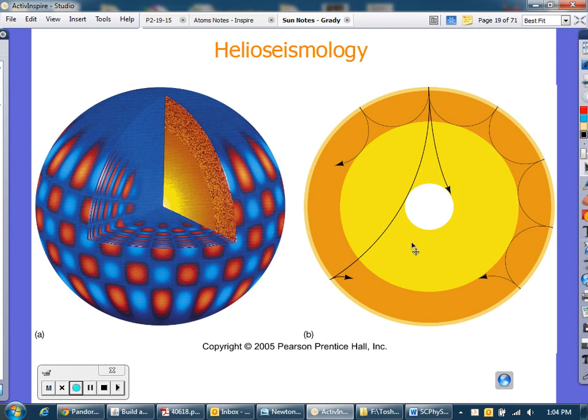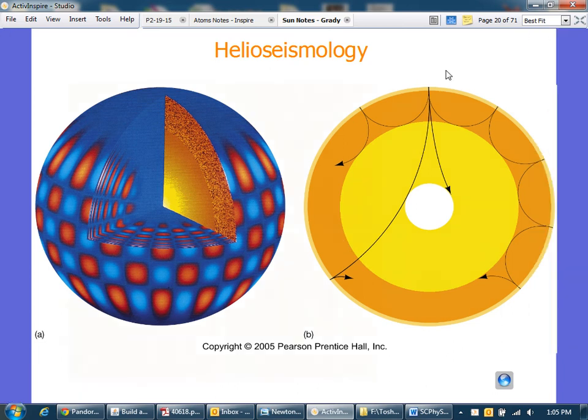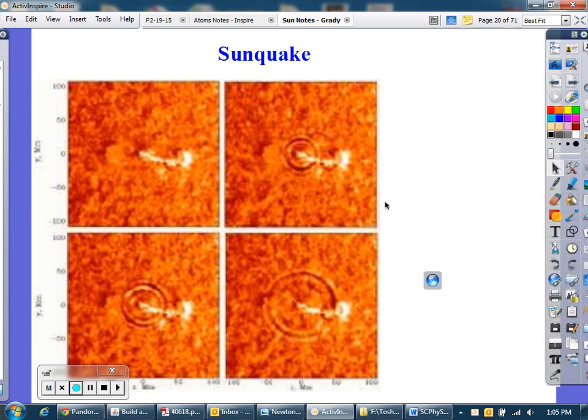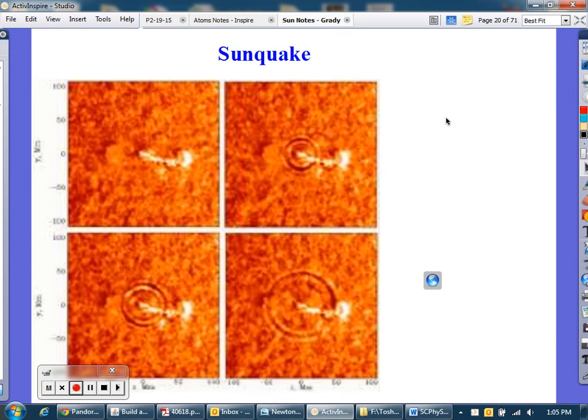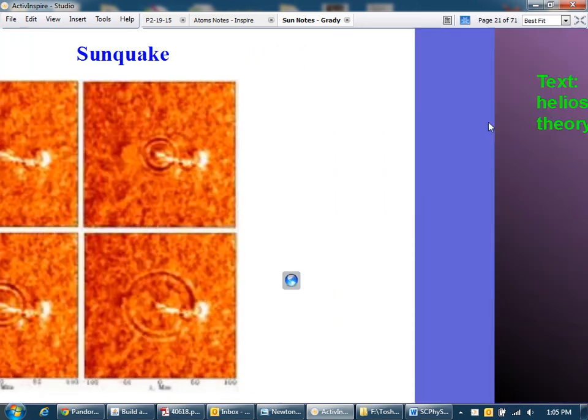It just kind of gives insight into the interior of the sun based on the speed of the wave and how it changes angles and so forth. Actual photo of a sunquake. And check my YouTube channel for these same videos that we saw in class.